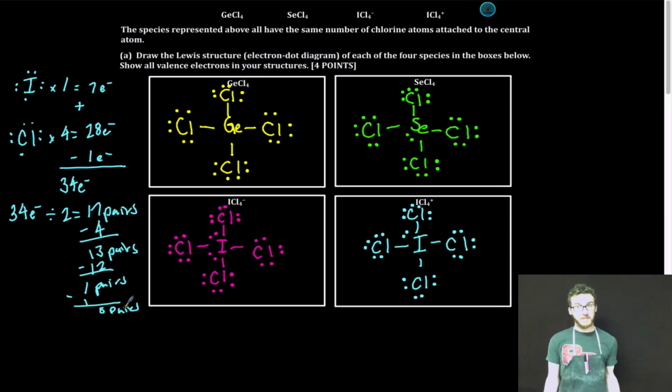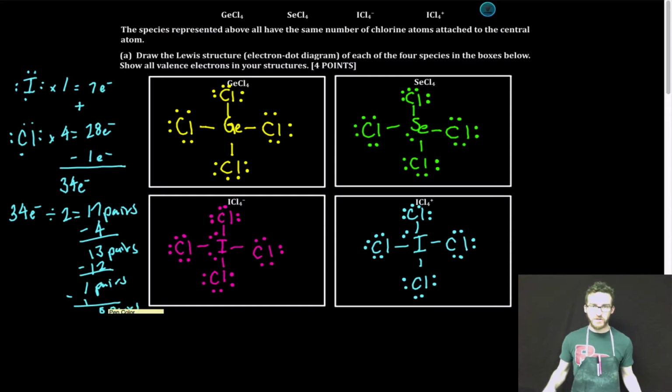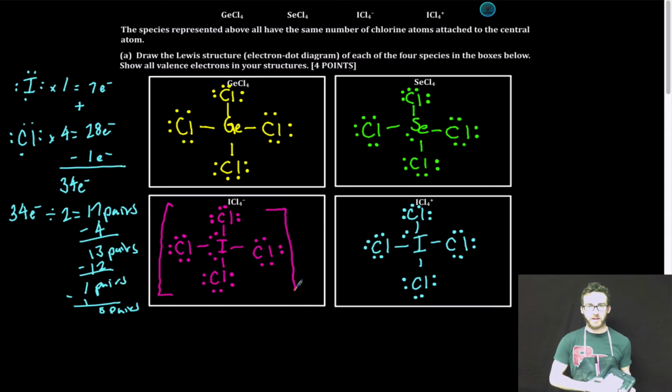Again, check to make sure that we follow the octet rule, but be aware of those exceptions. Iodine, third period or below, is able to have an expanded octet thanks to those empty d orbitals. Final note I want to make here. Don't forget with your Lewis structures that are ions, be sure to enclose them in brackets and include the charge of the ion outside of those brackets.